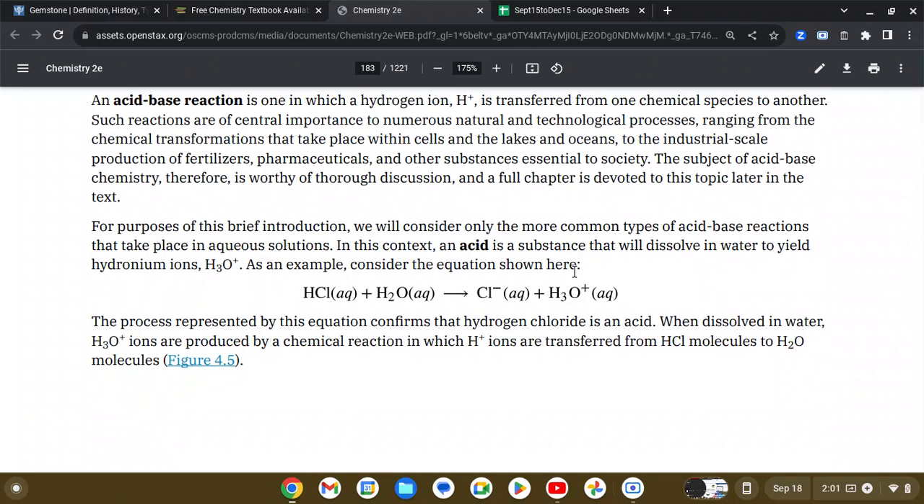In this context, an acid is a substance that will dissolve in water to yield hydronium ions, H3O+. As an example, consider the equation shown here. The process represented by this equation confirms that hydrogen chloride is an acid. When dissolved in water, H3O+ ions are produced by a chemical reaction in which H+ ions are transferred from HCl molecules to H2O molecules.